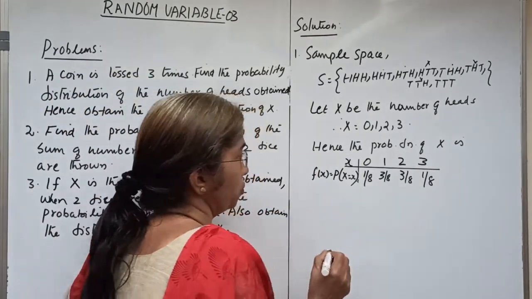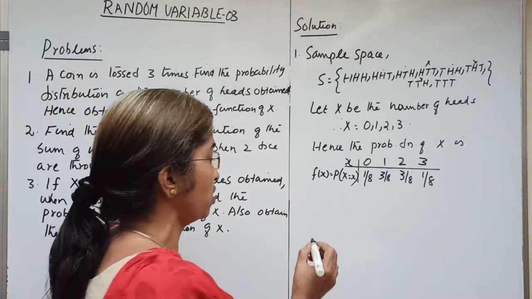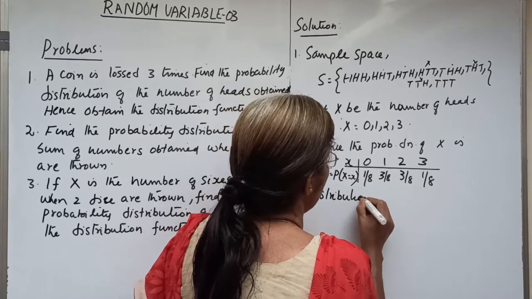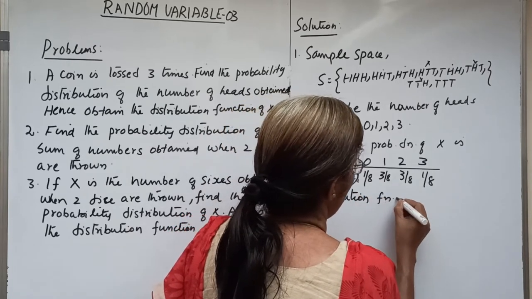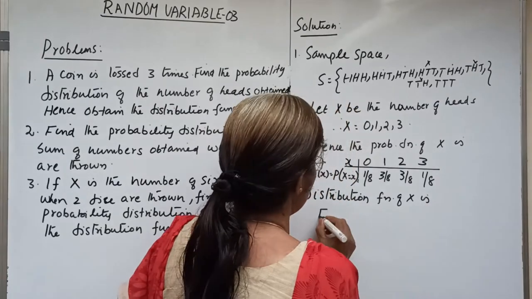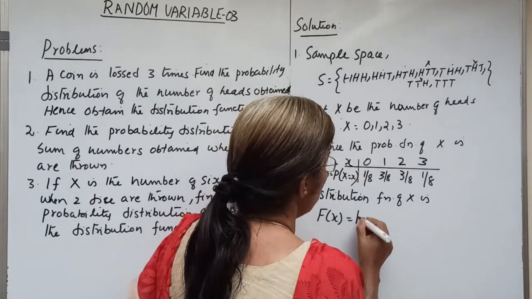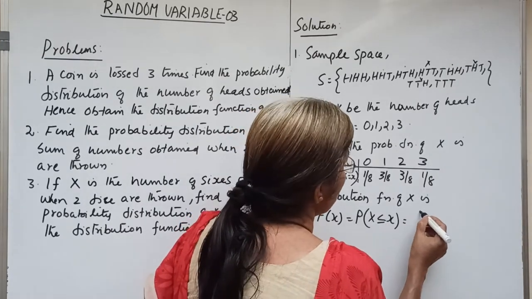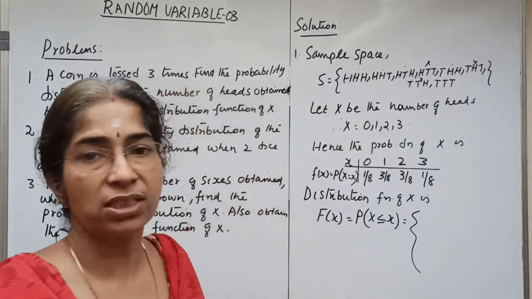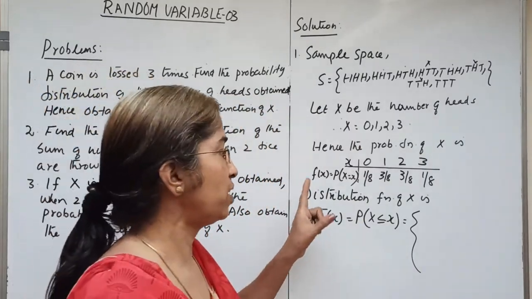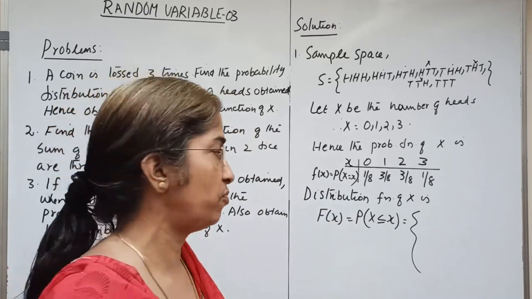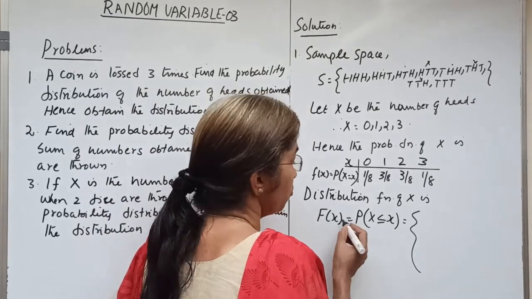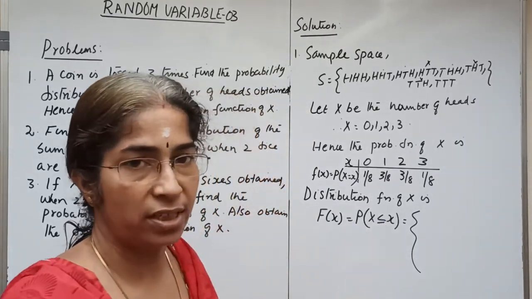Now we know the distribution function of X, which gives the probability distribution function of X, is defined as capital F of x equal to probability X less than or equal to x. And this F of x ranges from 0 to 1. We have to define this capital F of x for all x in the interval minus infinity to infinity.